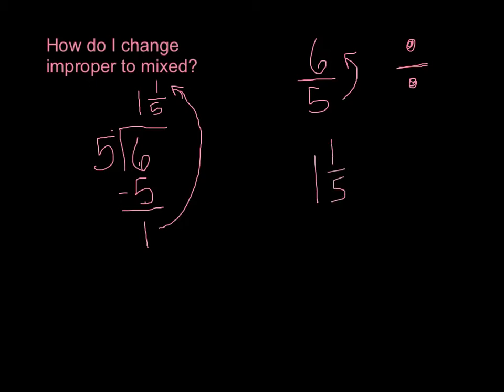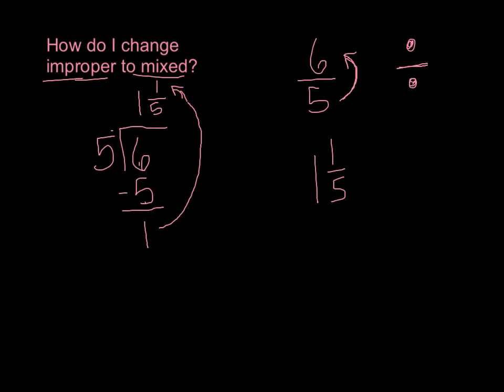Alright, I'm going to brainwash you. Here we go. To change an improper fraction into a mixed number, you go bottom into top, remainder is the numerator. Bottom into top, remainder is the numerator.